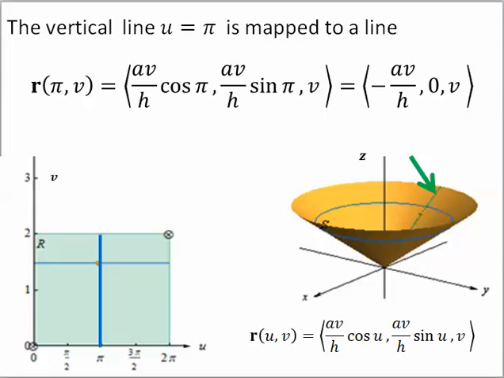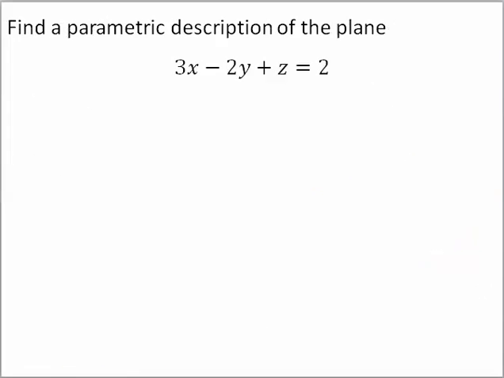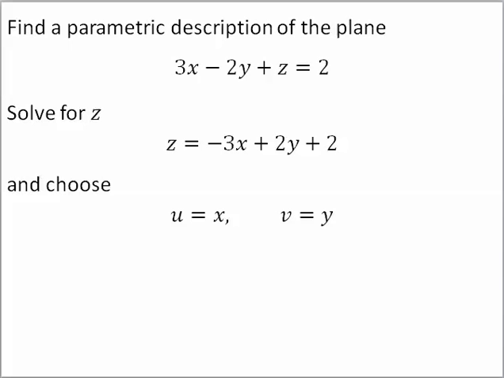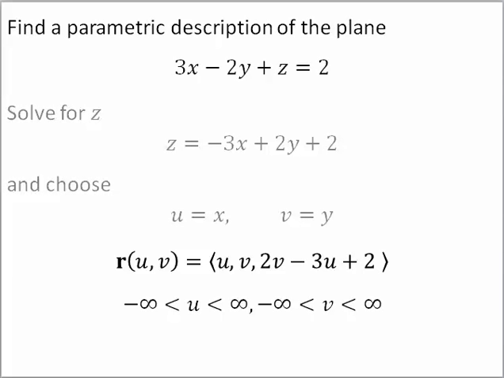Now let's try to do a parameterization ourselves. Let's start off with something rather simple. How about a plane? Well, a plane doesn't take that much work. All we have to do is solve for z. Let u equal x, let v equal y, and whammo, we have our parameterization of a plane. So it's a mapping from a rectangle to a plane in three-dimensional space.